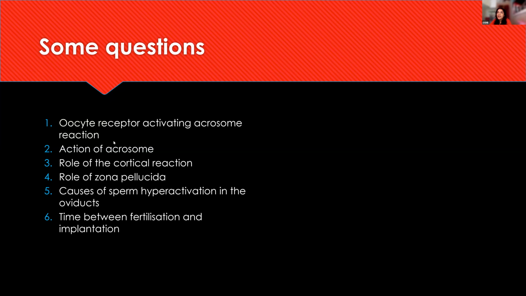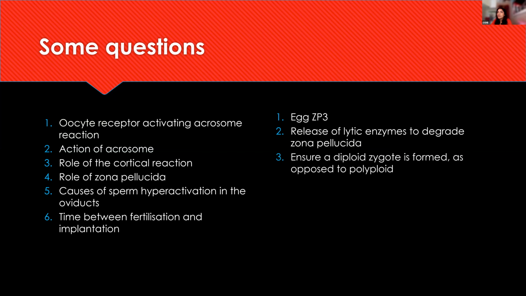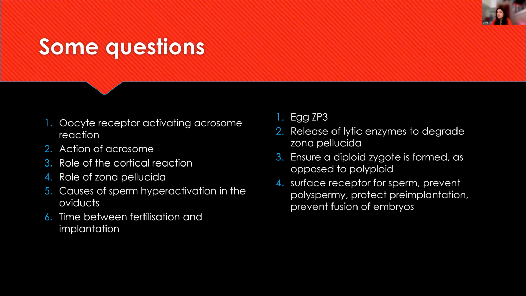So, oocyte receptor activating the acrosome reaction. Oh, it's the ZP3. What does the acrosome do? It releases lytic enzymes to degrade the zona pellucida to allow for sperm penetration. What is the role of the cortical reaction? Ensures a diploid zygote is formed. What is the role of the zona pellucida? Plenty of roles. Acrosome glycosylation, 8 days. And we will come on to a little bit more about this.